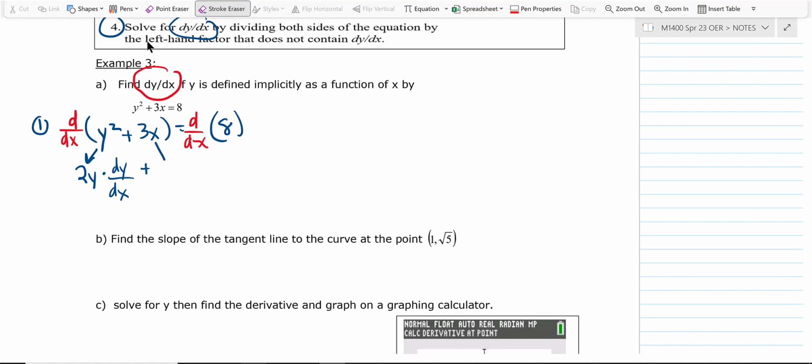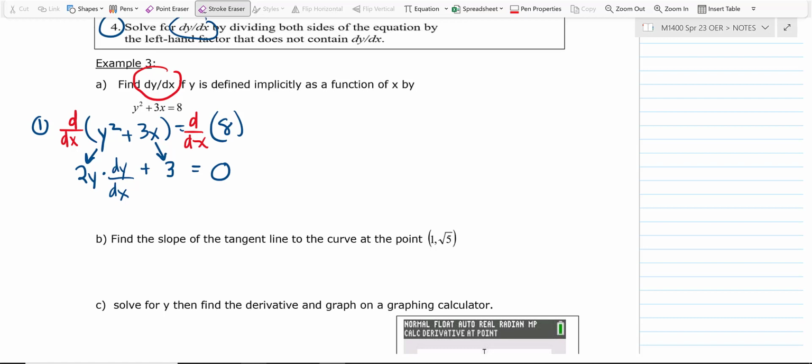What's the derivative of 3x? Do you need a dy over dx? No, the variables match, okay? What's the derivative of 8? 0, there we go. That's step 1 right there. So you always do the derivative of both sides.